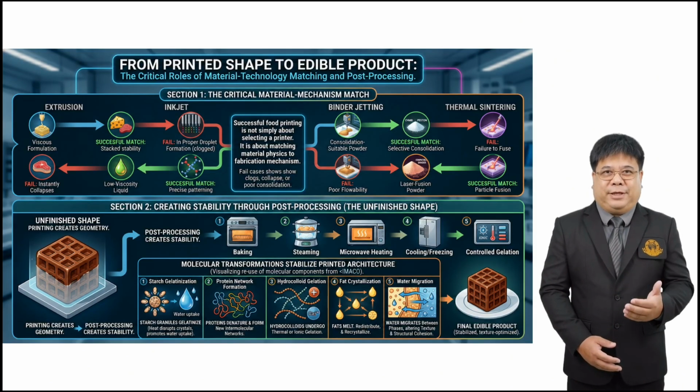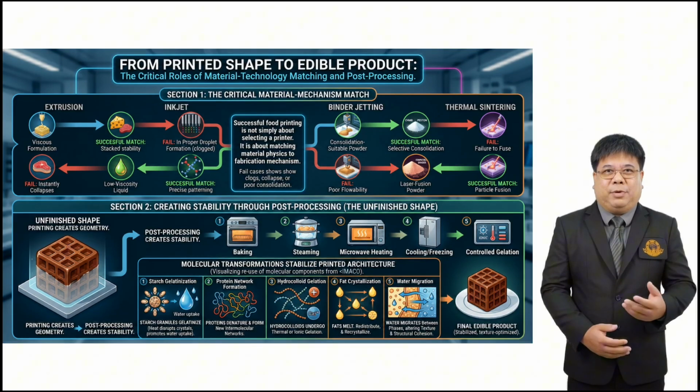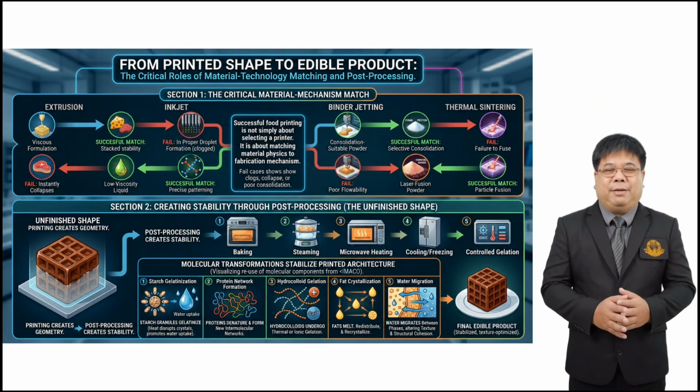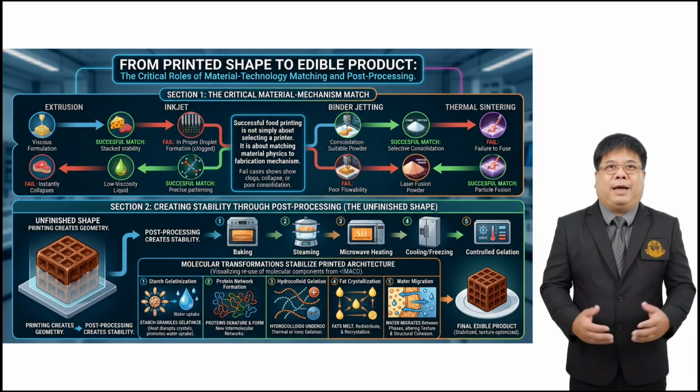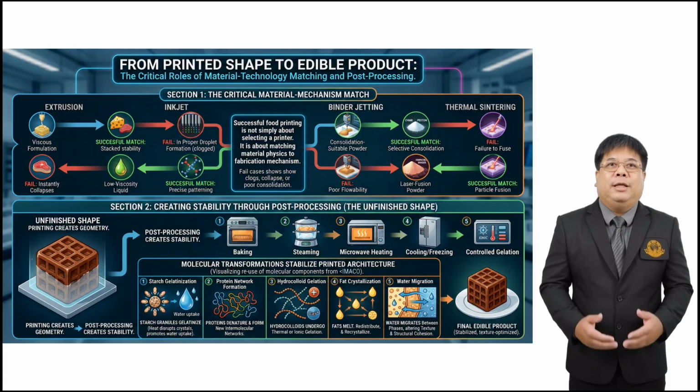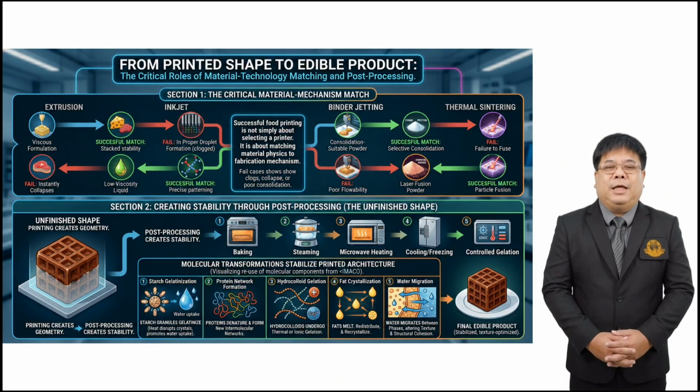But even a perfectly printed shape is often still unfinished. Printing creates geometry, post-processing creates stability. Many printed foods require baking, steaming, microwave heating, cooling, freezing, or controlled gelation after deposition. These steps induce molecular transitions that permanently stabilize the printed architecture.